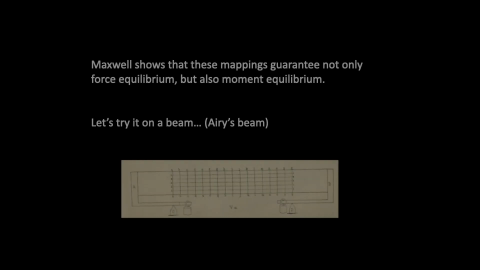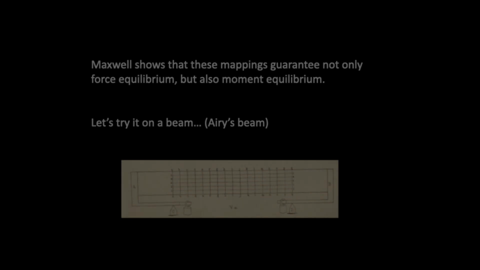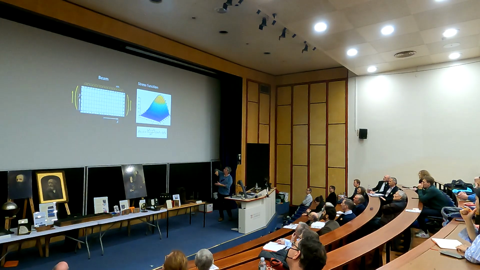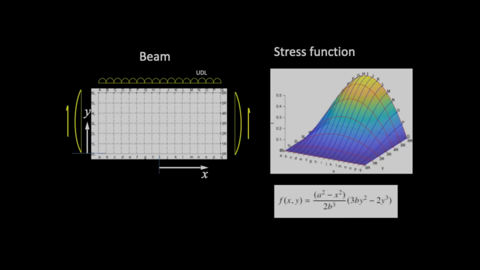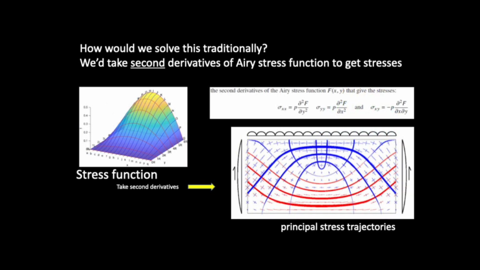Let's go back to Airy's beam, and let's actually try it on a beam. So this is like the Britannia Bridge. There's the beam. There's the Airy stress function. Airy didn't draw it in such nice colours. He drew some contours. That's basically Airy's solution. And what you normally do is you differentiate it twice, because that's how you get your stresses, and you plot your stress contours, and that's how the stress function works.